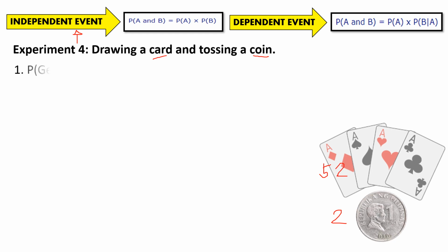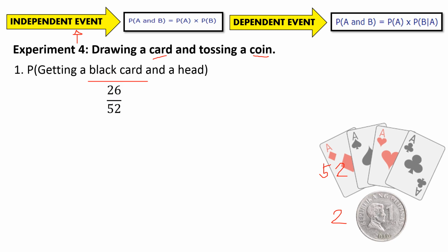So let's have the following probabilities. Number 1, probability of getting a black card and the head. The number of black cards gives us 26 over 52. Will the sample space of the coin be affected after getting the black card? The answer is no. It will remain as 2 because they are two separate items. So we have 1/2 because there's only one head in a coin. Multiplying these two gives us 26 over 104, or in simplest form, 1/4.